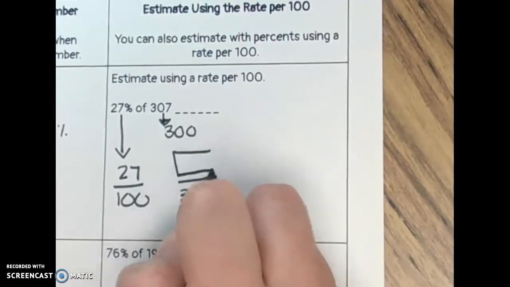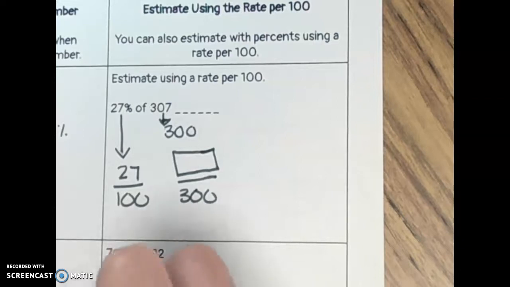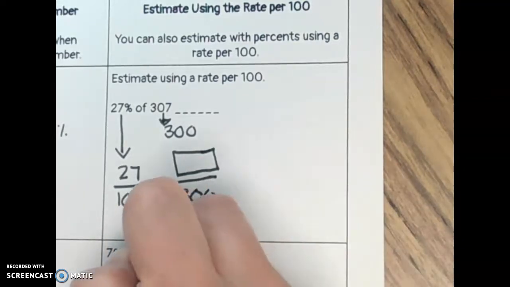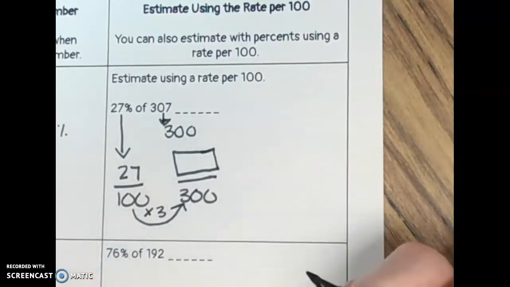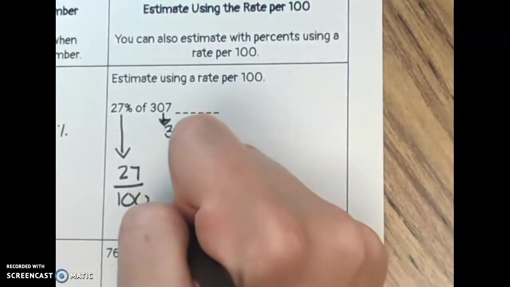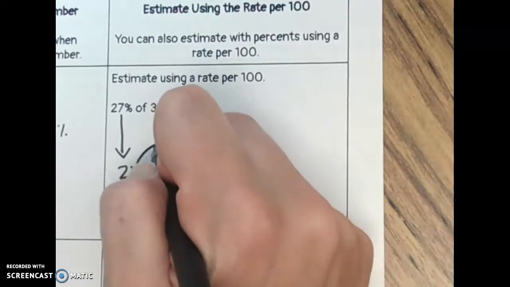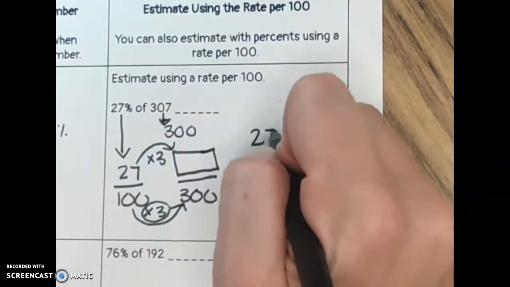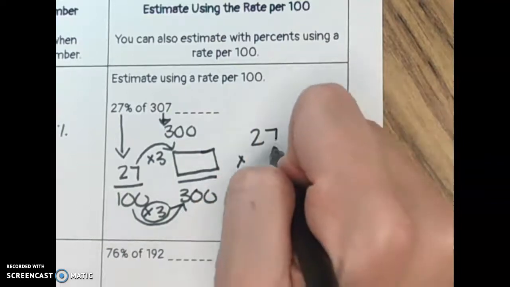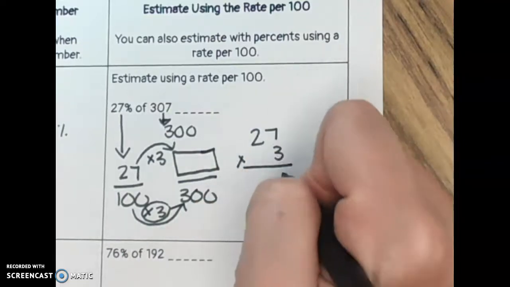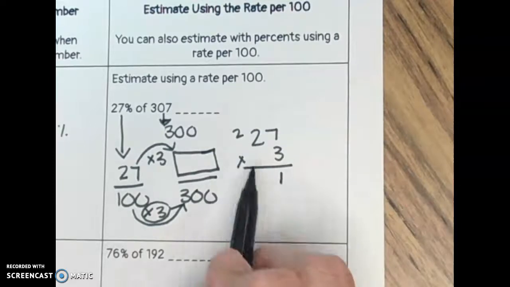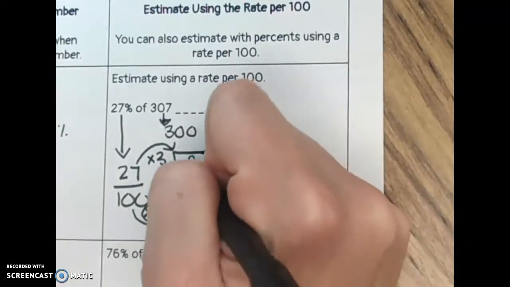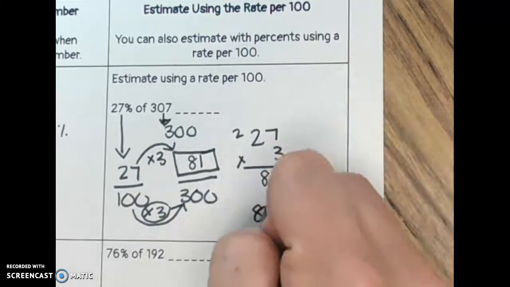And we need to find out what is going to go right there. So to get from 100 to 300, I multiply by 3 because 100 times 3 is 300. So whatever I do down here, I'm going to do up here. So 27 times 3. Some of you can do that in your head. If you can't, I'm doing it on the side for you. 7 times 3 is 21. 2 times 3 is 6. Plus 2 is 8. So we get 81 is our answer there.